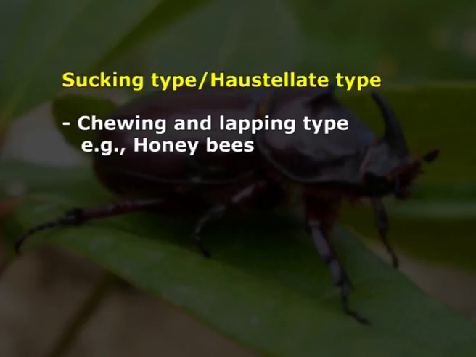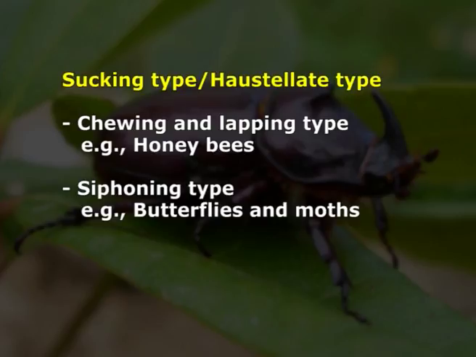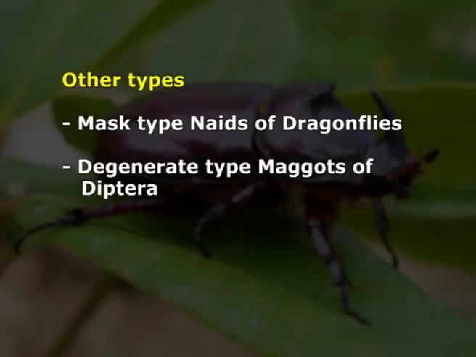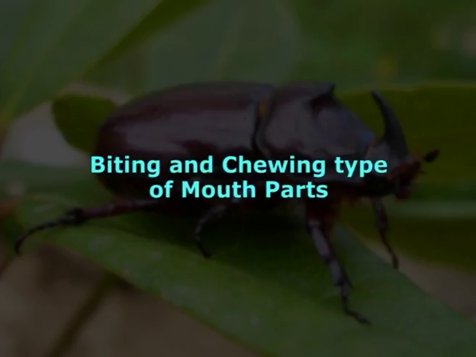Chewing and lapping type, as in honeybees. Siphoning type, as in butterflies and moths. Other types: mask type, in nymphs of dragonflies. Degenerate type, as in maggots of Diptera. Biting and chewing type of mouth parts. This type is considered as primitive and is found in Orthoptera, Isoptera and Coleoptera, and larvae of Lepidoptera and Neuroptera.